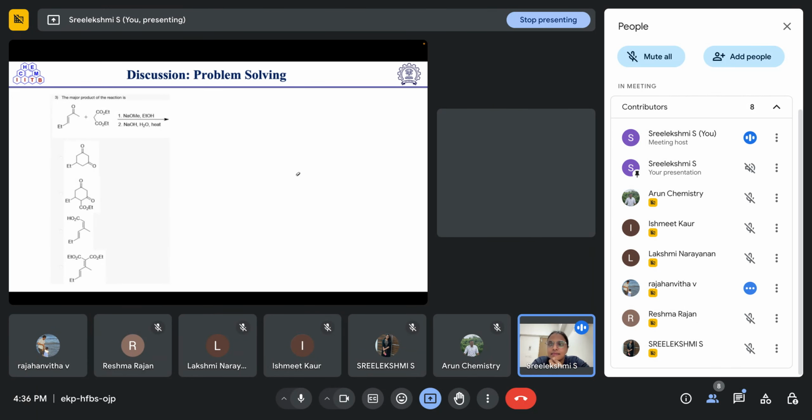The next question is here: one active methylene compound is there, then one alpha beta unsaturated compound is there.